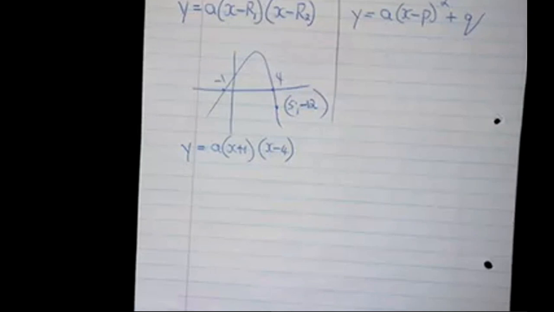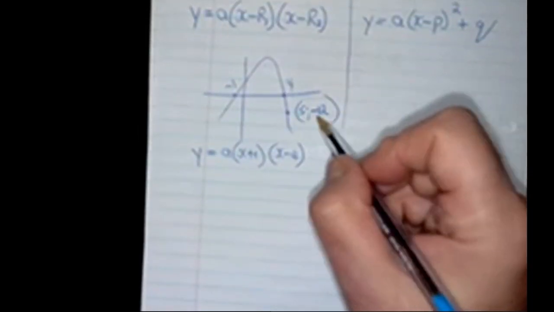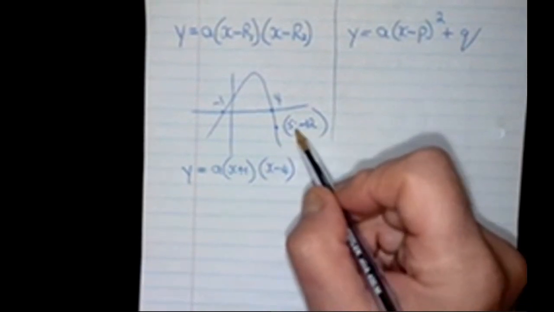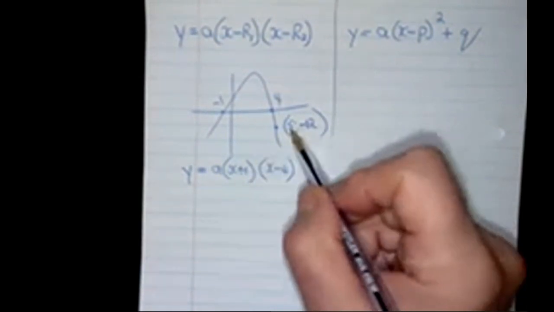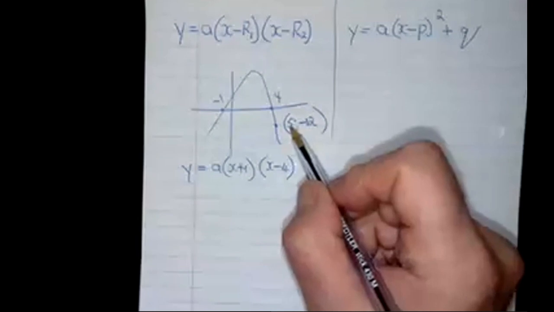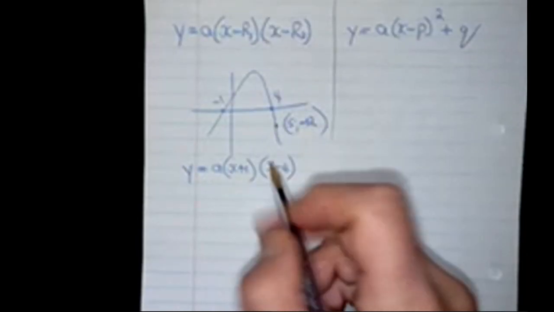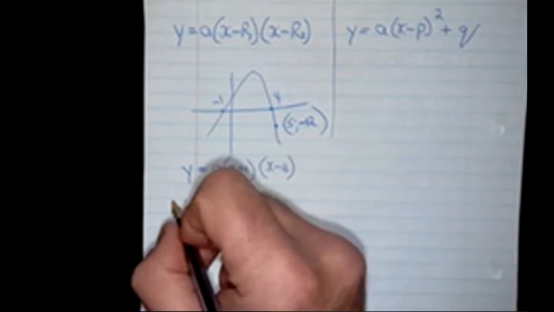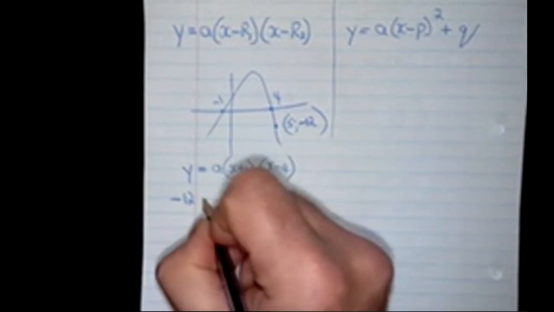And they will always give you another point. Always give you another point, and in this case we have 5 and minus 12. So what to do? Well, we're just going to slot it in there. So we put the 5 where it belongs. It's an x value, so 5 must go there and there, and the minus 12 is a y, so the minus 12 must go there. So don't just watch me, write it down please.